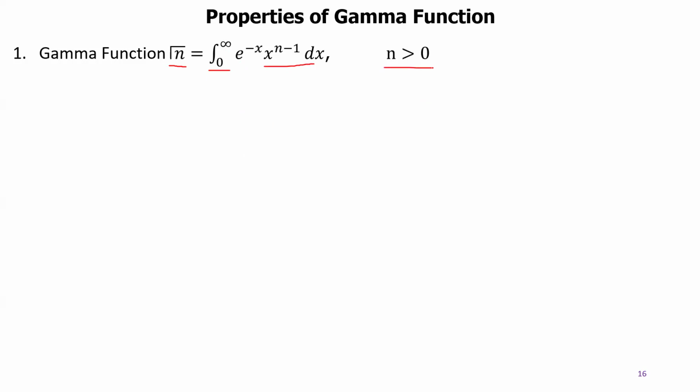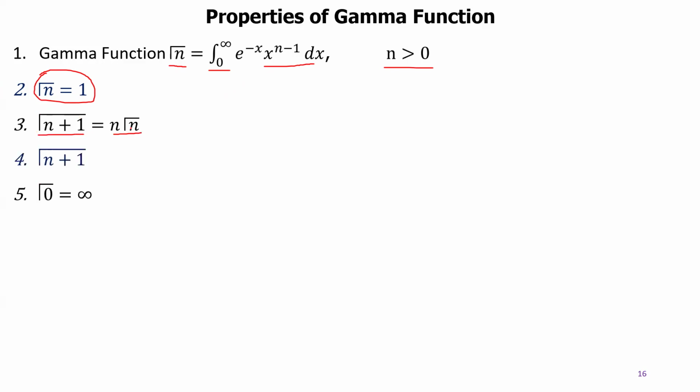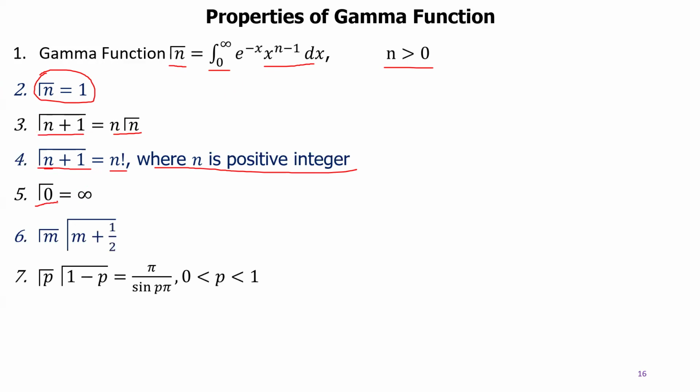Let us see some properties of the gamma function. The first property is gamma of 1 is equal to 1. Second property, gamma of n plus 1 is equal to n gamma n. Sometimes if this n is a positive integer, then gamma n plus 1 can also be written as factorial n, where n is any positive integer. Gamma of 0 is equal to infinity.